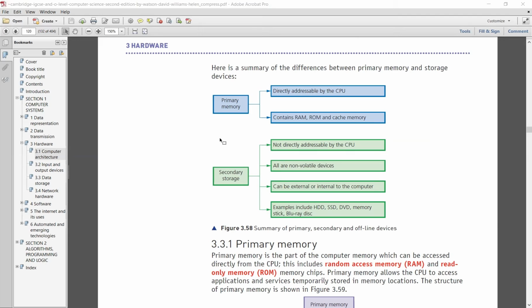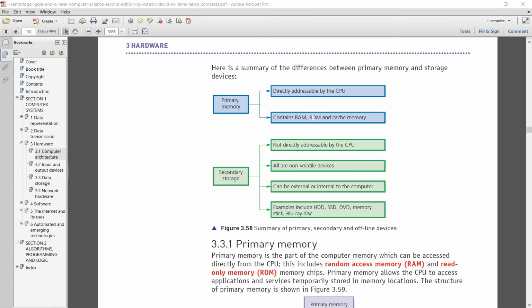We talk about primary, accessed directly by the CPU, and secondary is not accessed directly by the CPU. Same case goes for the point regarding contains RAM, ROM, and cache. On the contrary, if you talk about secondary, it is your HDDs and SSDs, or maybe DVDs and memory sticks also. And one more thing is, usually primary memory is volatile, because in this category, RAM and cache are volatile and ROM is non-volatile.